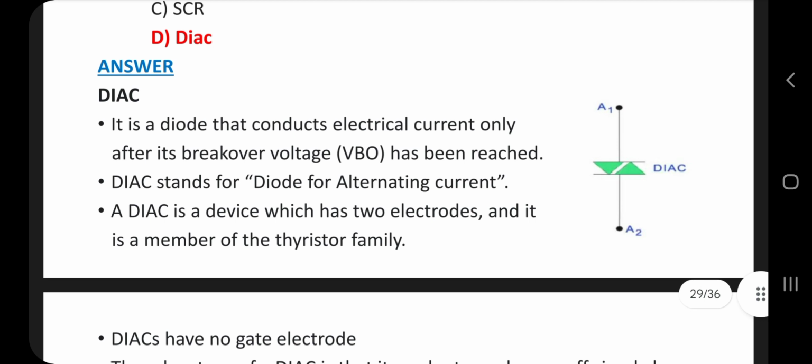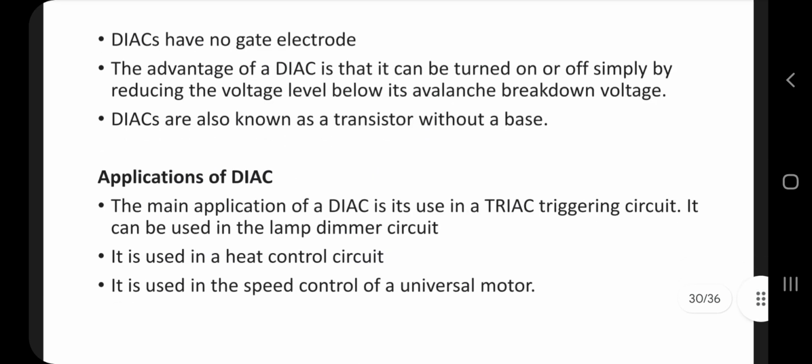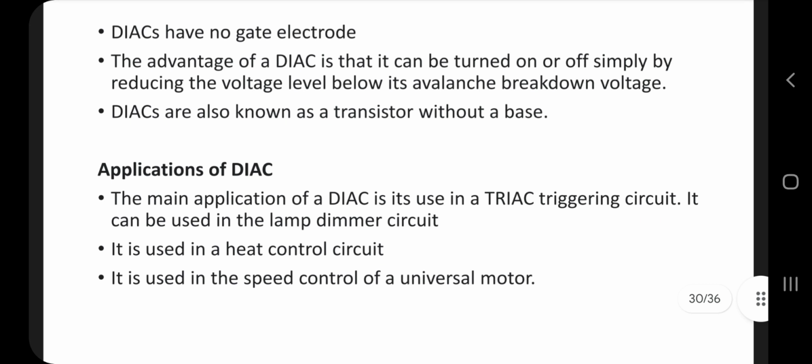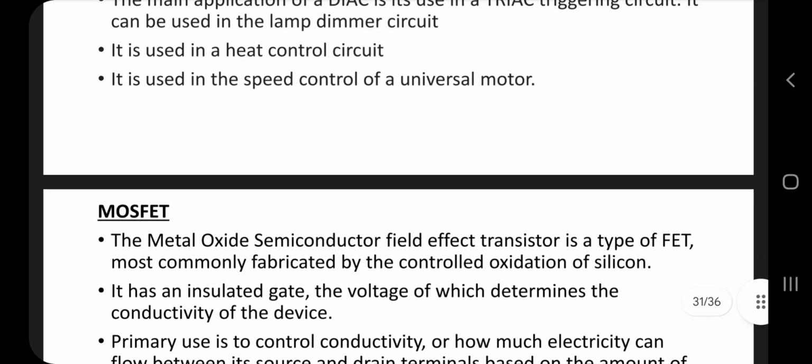A diac is a device which has two electrodes and it is a member of the thyristor family. Diacs have no gate electrode. The advantage of a diac is that it can be turned on or off simply by reducing the voltage level below its avalanche breakdown voltage. Diacs are also known as a transistor without a base. Applications of diac. The main application of a diac is its use in a triac triggering circuit. It can be used in the lamp dimmer circuit. It is used in a heat control circuit and also used in the speed control of a universal motor.